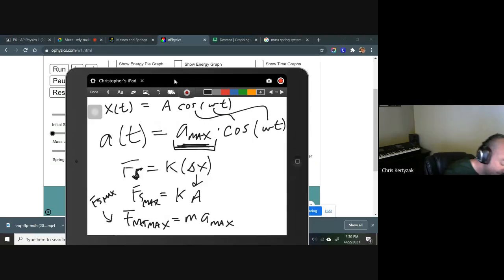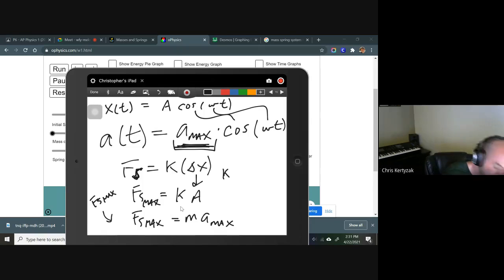So we have F net max, recognizing that F net and the F spring force are the same at all times. So that means when F net is maximum, we can just write that as Fs max. So it has to be that Fs max is equal to both of these. So that means I should be able to set them equal to each other, right?